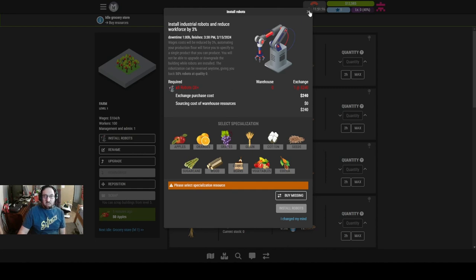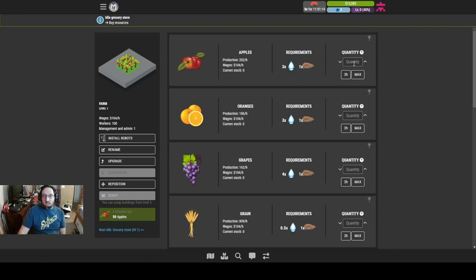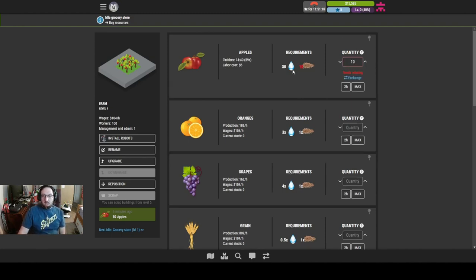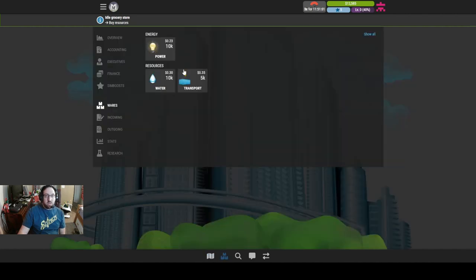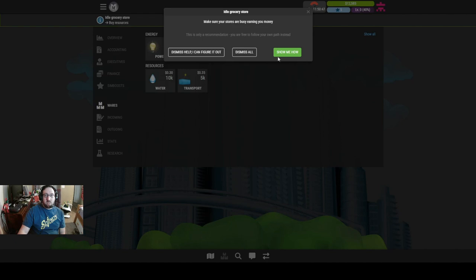I'm not sure if I fully understand. We're not going to get there just yet. So, anyways, if I wanted to make, say, 10 of these, I don't have enough seeds. I have water. I wish there was a way I can see my resources. Is there a way I can see my resources? Yeah, here we go. Here are the resources that I have. I have 10,000 water, I have 5,000 transport, and I have 10,000 energy. So I have the water, I just don't have the seeds, so I definitely need to buy the resources.